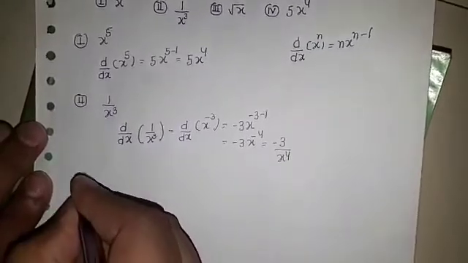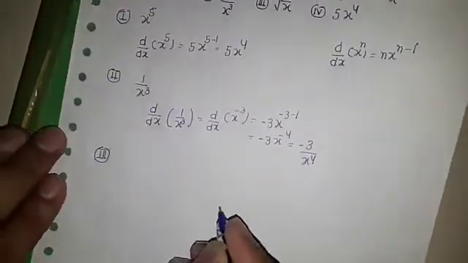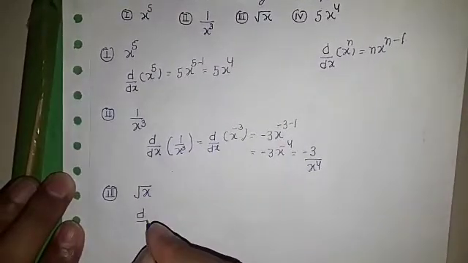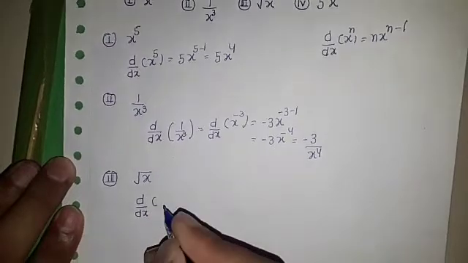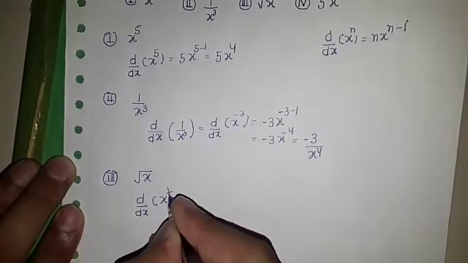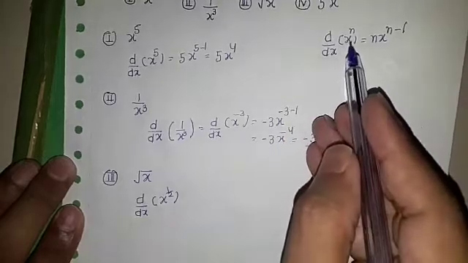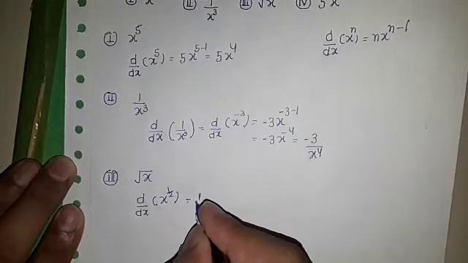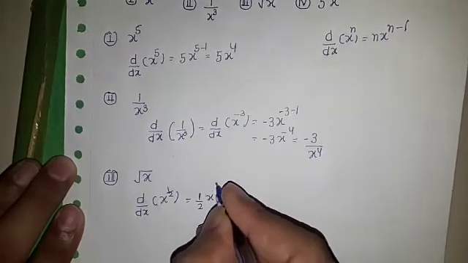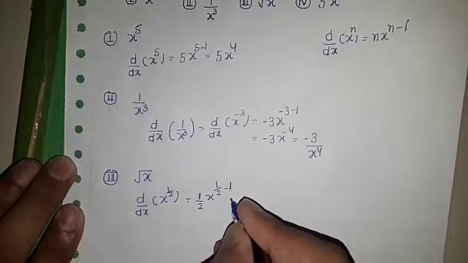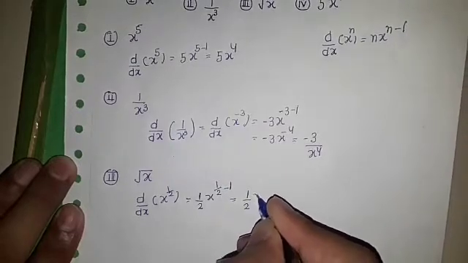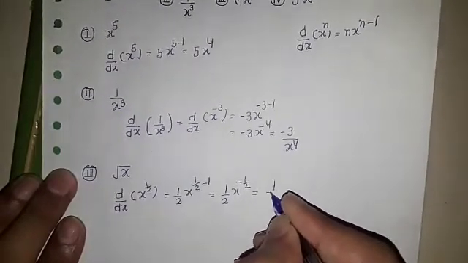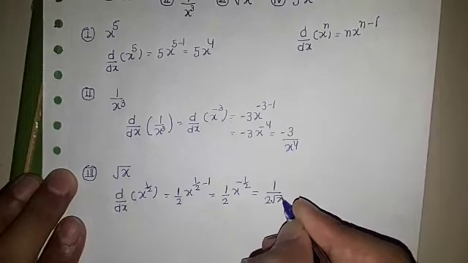Problem number third, it is root x. So differentiate d by dx. Here x to the power is 1 by 2. So again use the formula d by dx of x to the power n is n x to the power n minus 1. Here n is 1 by 2. So we can write 1 by 2 x to the power 1 by 2 minus 1. So the answer is 1 by 2 x to the power minus 1 by 2. So the final answer is 1 by 2 root x.